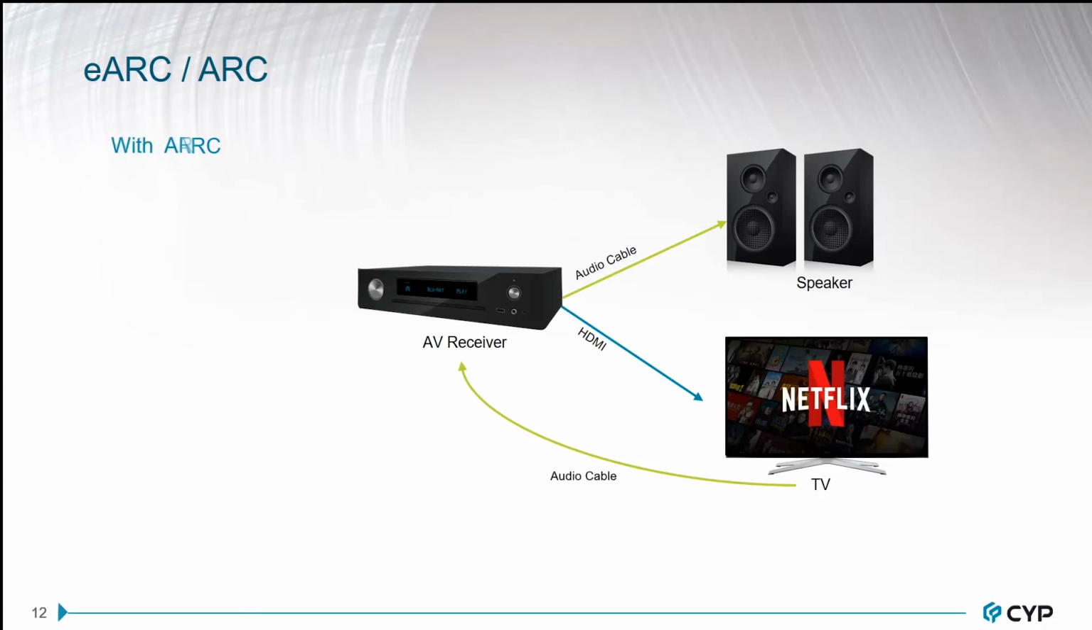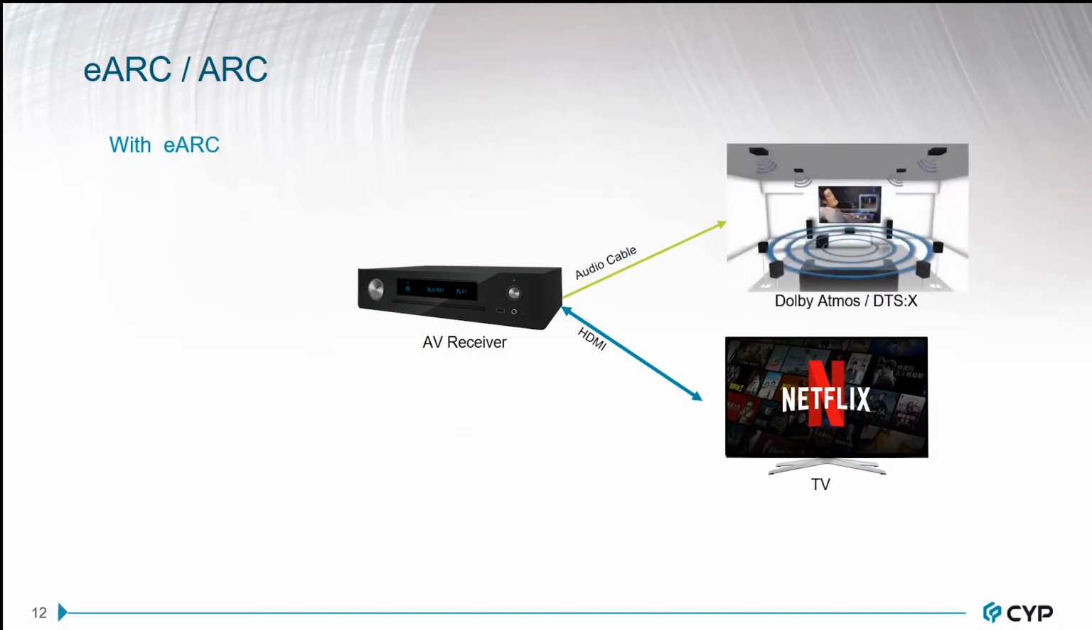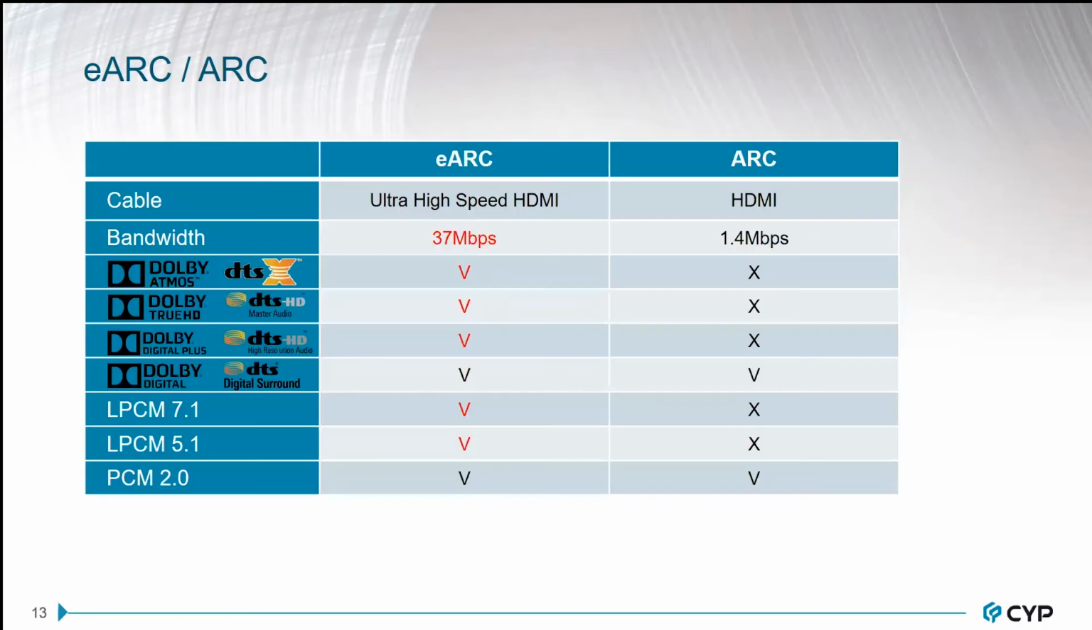But with ARC, it can connect the TV and the AV receiver with a single HDMI cable. It eliminates the need for an additional audio cable. And with eARC, the users can even enjoy high-channel audio, such as Dolby Atmos and DTS:X from the TV content, as it offers improved bandwidth for higher quality audio.